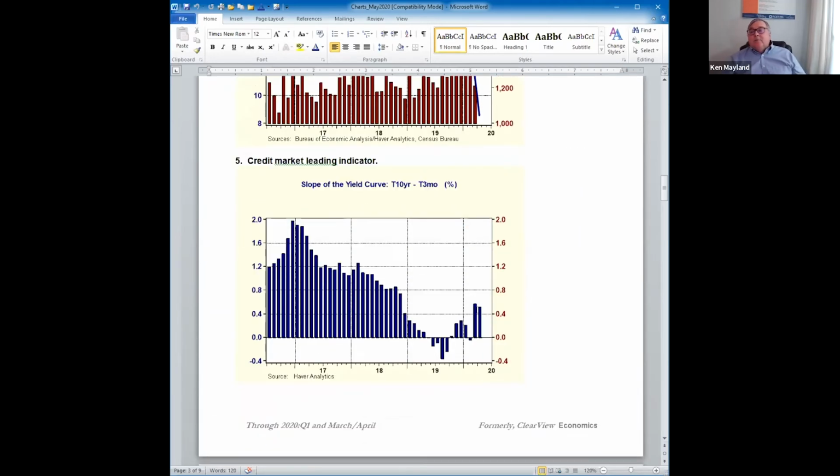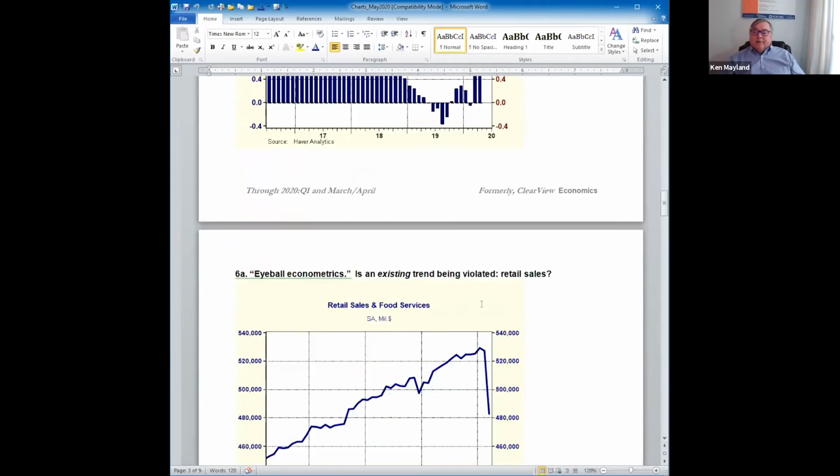But now that slope of the yield curve is positive, and positive is a good thing. Monetary policy is accommodative, and over time, this is judged to be a leading indicator. That should be a plus for the reinstitution of economic growth or accelerating economic growth.